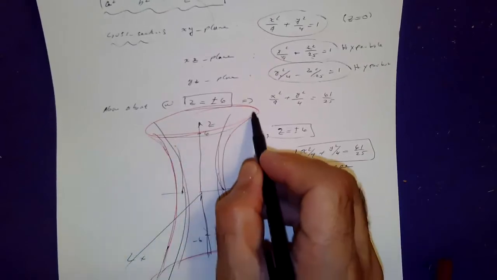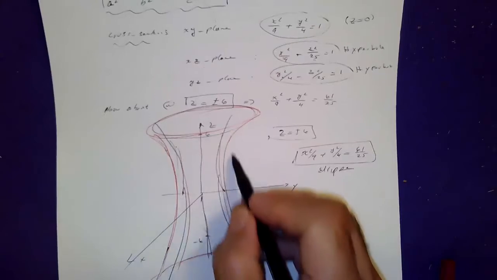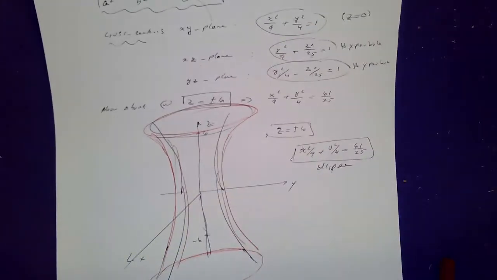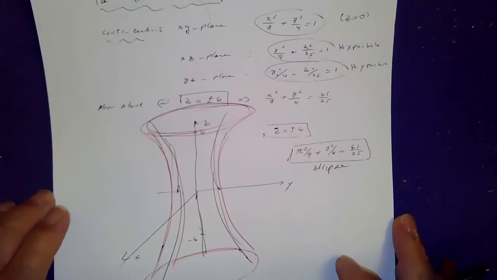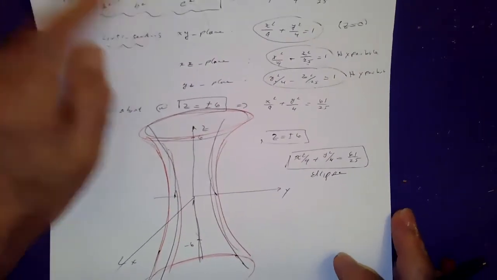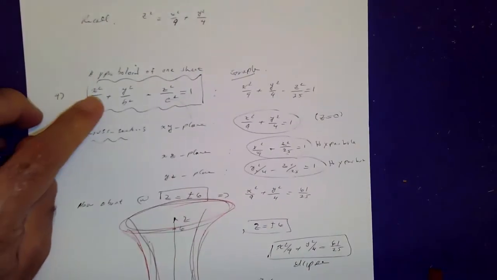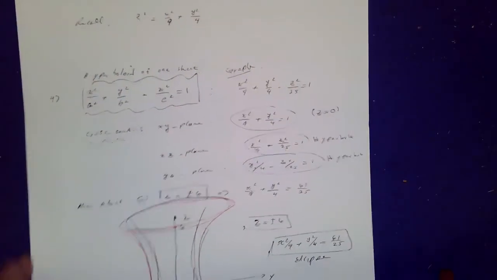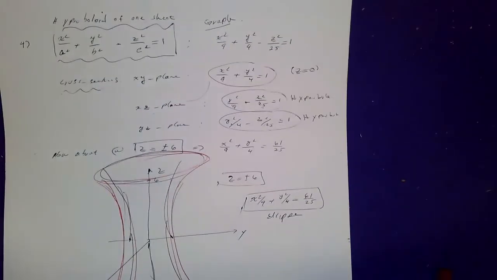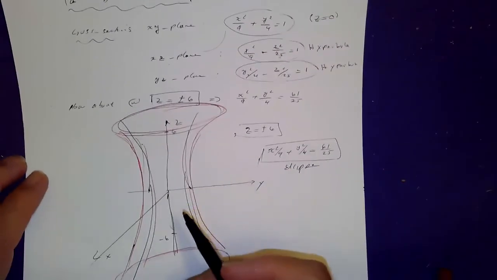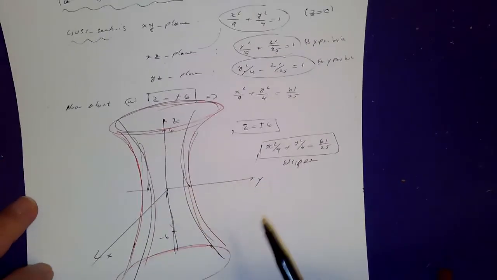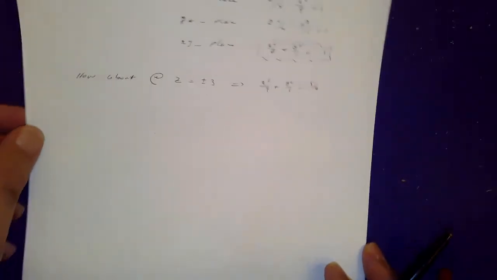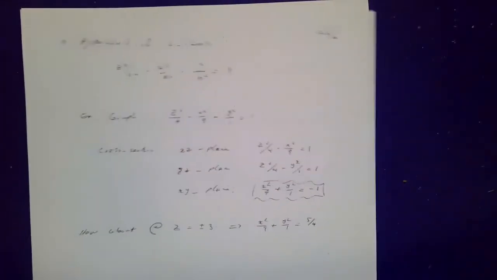Nuclear plant. And this is, believe it or not, called a hyperboloid of one sheet. We also have the hyperboloid of two sheets, and that's coming up next. I just want to make sure that you all see how the general graph looks. The next one is the hyperboloid of two sheets.